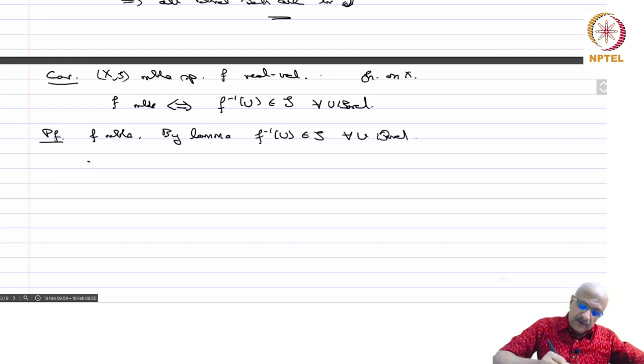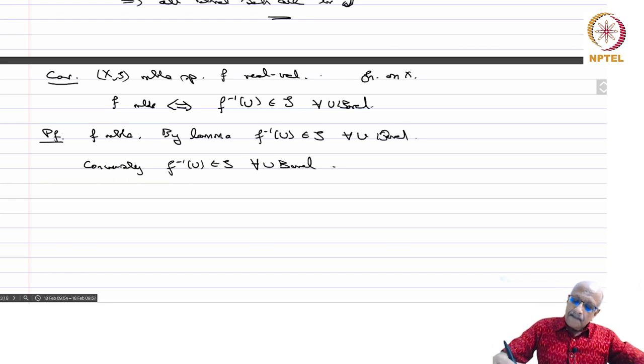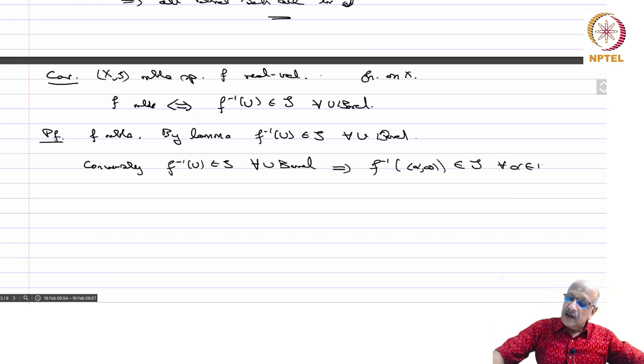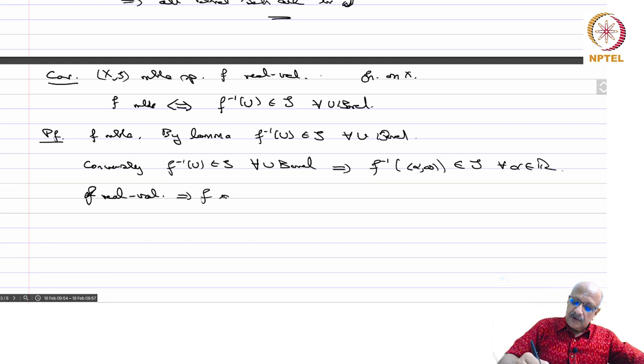Okay, conversely, f inverse of U in S for every U Borel implies f inverse of (alpha, infinity) belongs to S for every alpha in R, and then since f is real valued, this implies f is measurable.